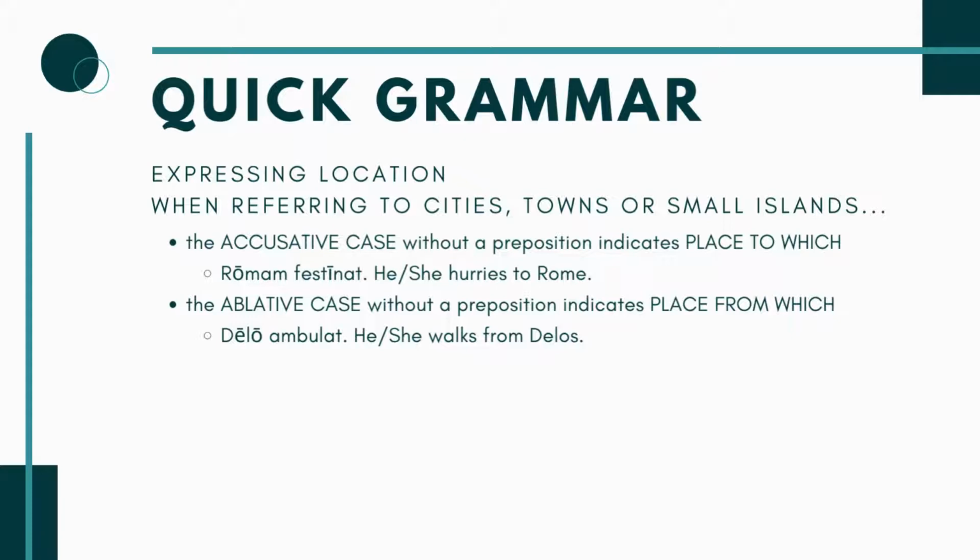But in the short term, the quick version is we were talking about how to express location in this chapter with and without prepositional phrases, specifically without prepositional phrases. What Road to Latin talks about is when you're referring to cities, towns, or small islands, and yes, they do make a difference, because in Latin, if you're talking about a big island like Sicily, you do it slightly differently.